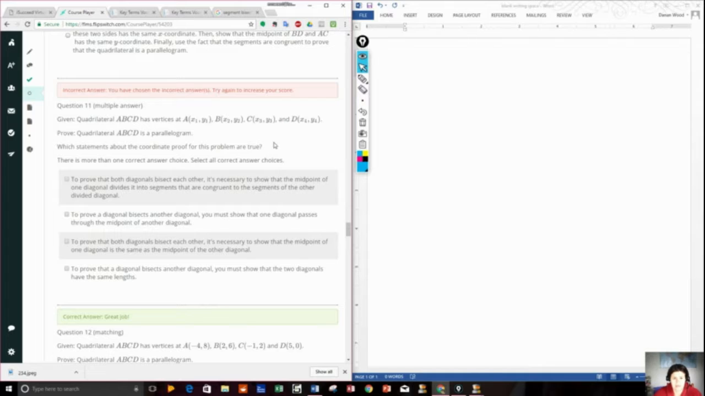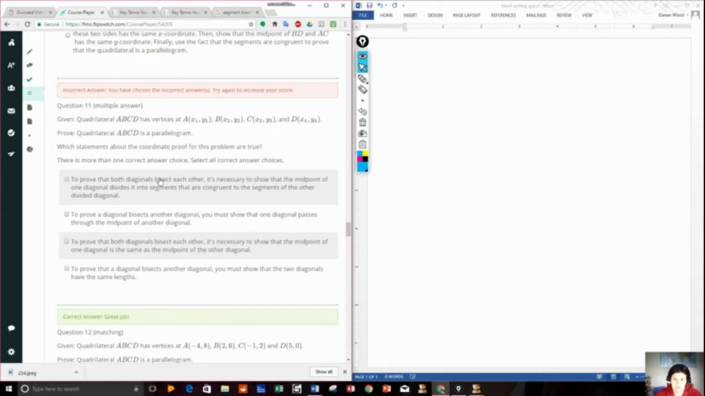Okay, so in the back of my head I'm thinking, what would I need to prove that a quadrilateral is a parallelogram? And we just discussed one. It would need to have diagonals that bisect each other. So let's look for that. To prove that both diagonals bisect each other, it's necessary to show that the midpoint of one diagonal divides it into segments that are congruent to the segments of the other divided diagonal.